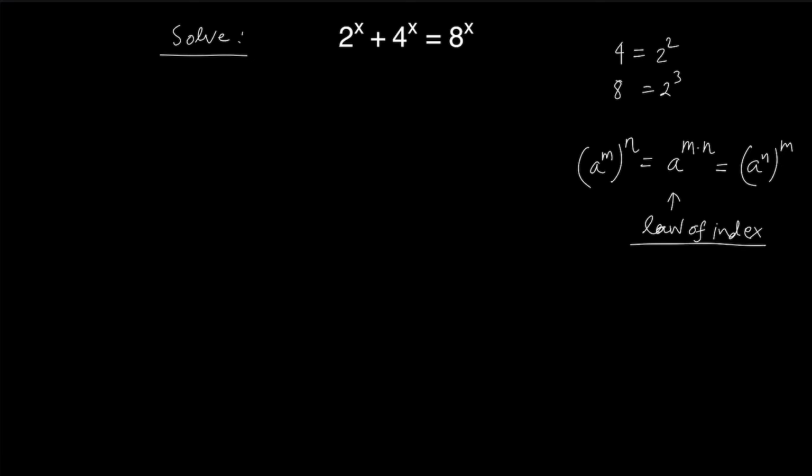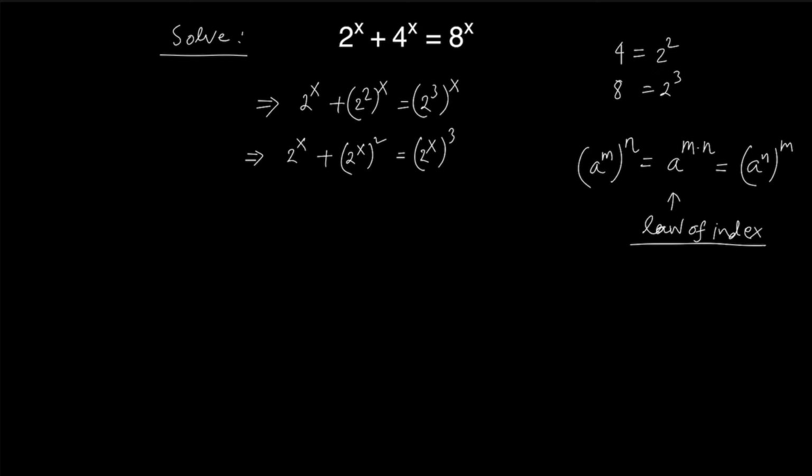So applying this, we can write 2 to the power x plus 2 to the power 2 to the power x is equal to 2 cube to the power x. This can be written as 2 to the power x plus 2 to the power x square is equal to 2 to the power x cube.